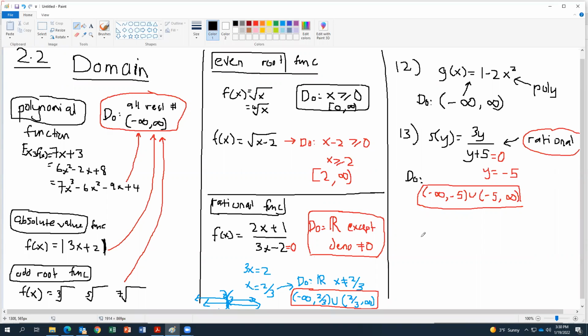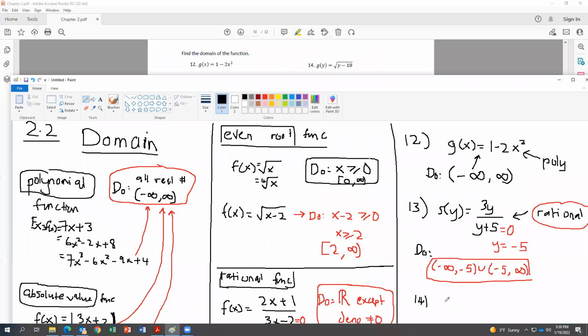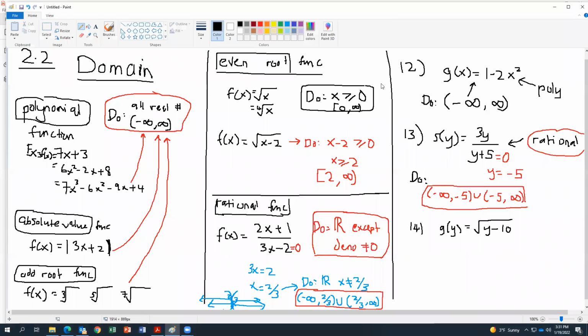Number 14 is g of y, the function g of y is the square root of y minus 10. So can someone tell me what kind of function this is? Is that polynomial, absolute, odd roots, even roots, rational?